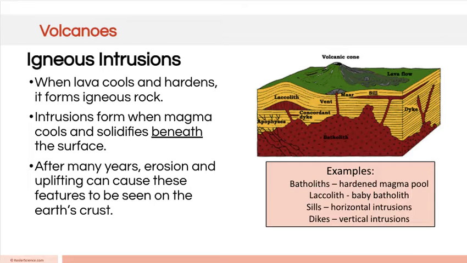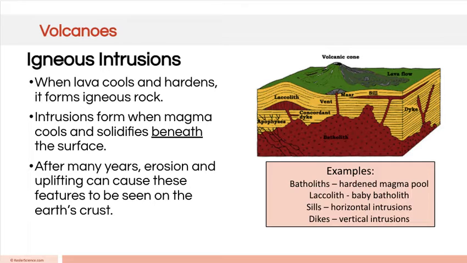So, igneous intrusions. If the word intrusion sounds familiar to you, that's a good sign. We'll get back to an intrusion in a second. But when lava cools and hardens, it forms this type of rock, an igneous rock. And intrusions form when magma cools and solidifies beneath the surface.